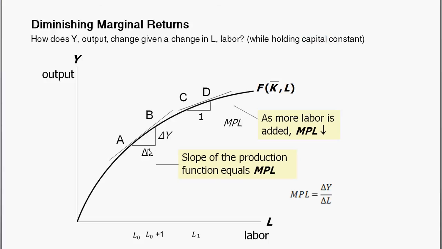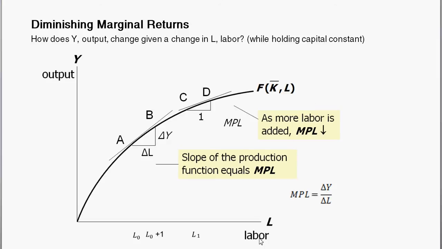So over here, a 1 unit increase in labor produces a big change in output. But at these higher levels of labor, a 1 unit increase in labor produces a smaller increase in output. So what we say is the marginal product of labor. The marginal product of labor is how output changes given a 1 unit change in labor. That marginal product of labor is diminishing.